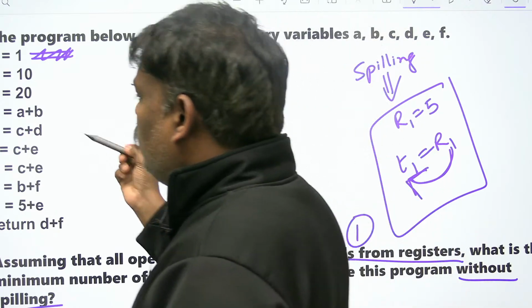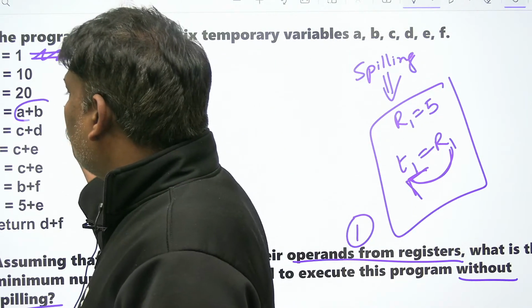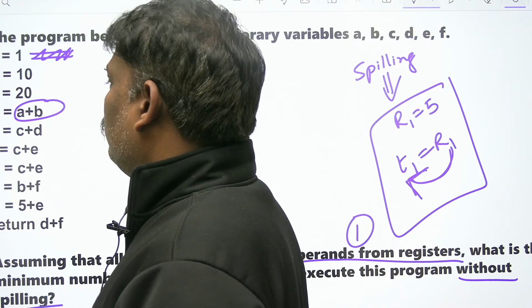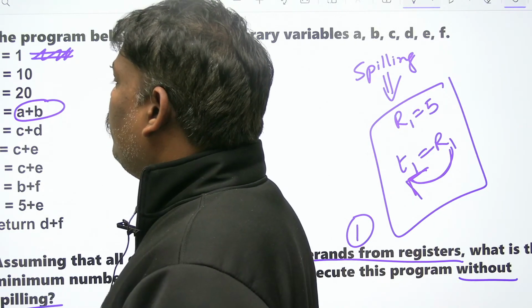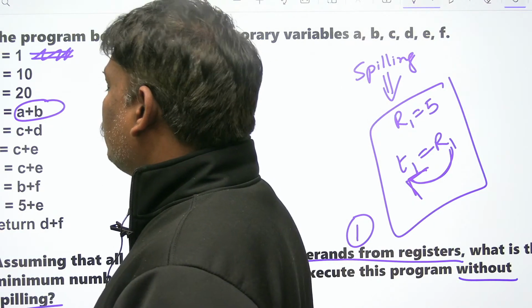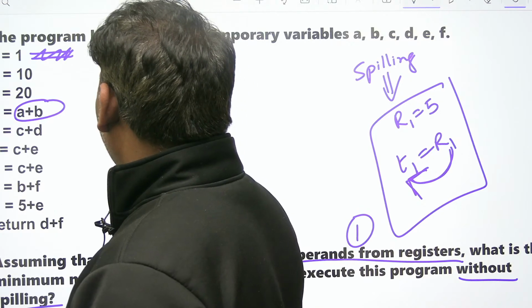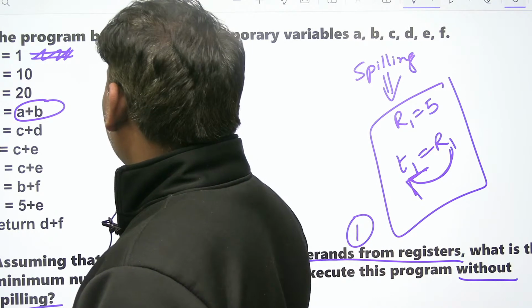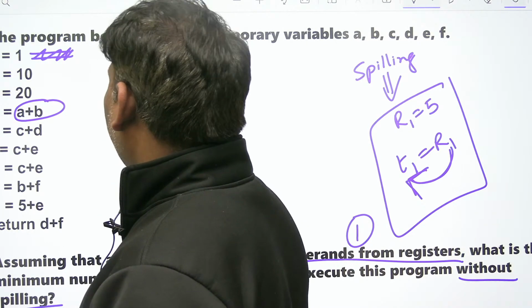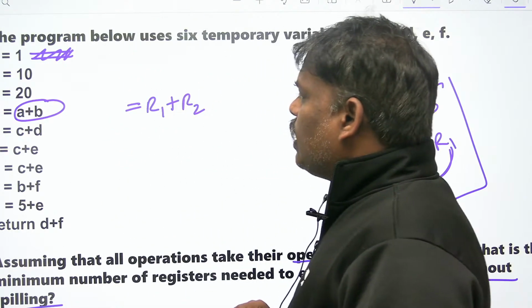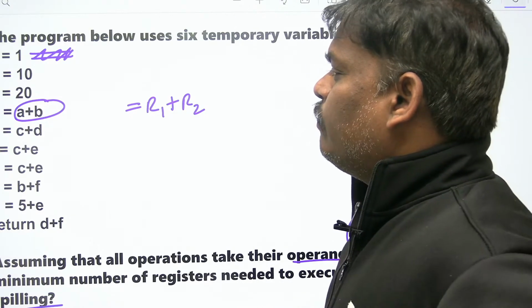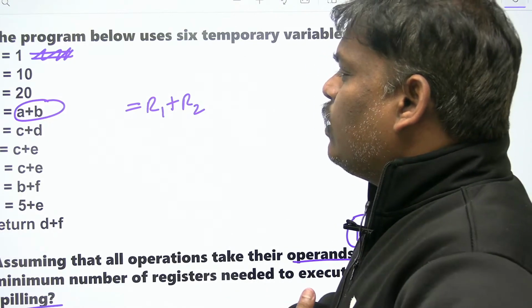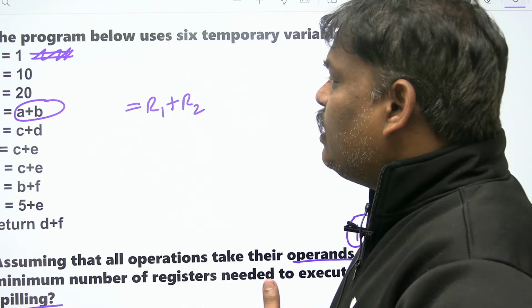So listen everyone, now I want to do A plus B. If you want to do A plus B, both should be there in the registers. So let's see. R1 plus R2 I have done. Where is he storing? R1 plus R2 is done, but where is he storing?